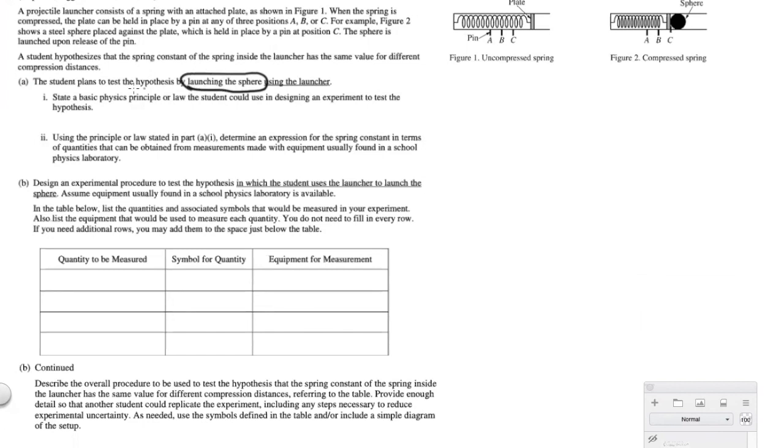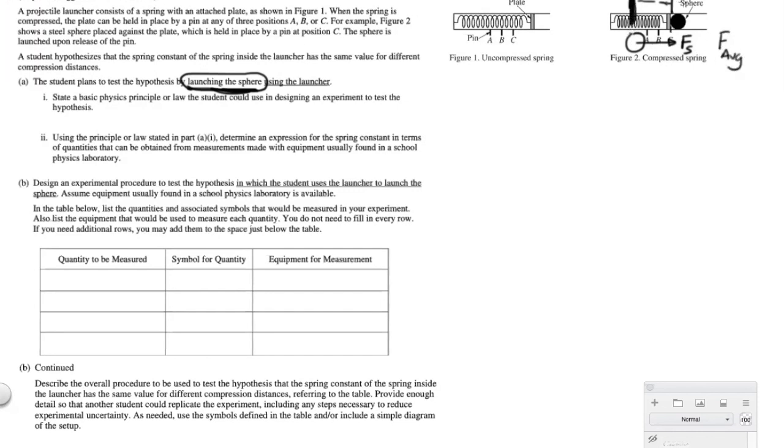But my thought is, the student plans to test the hypothesis by launching the sphere. And the other thing is, the spring starts out compressed, and as the spring accelerates the sphere, here's the sphere inside the launcher. There is a force of spring, but realize that force is not constant. So then you'd have to use the average force, right? Oh, okay. Use the average.